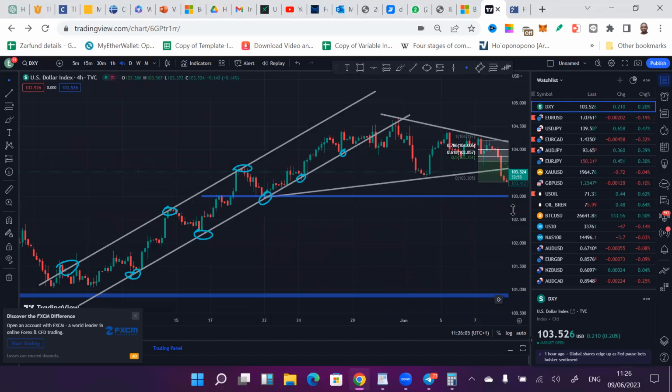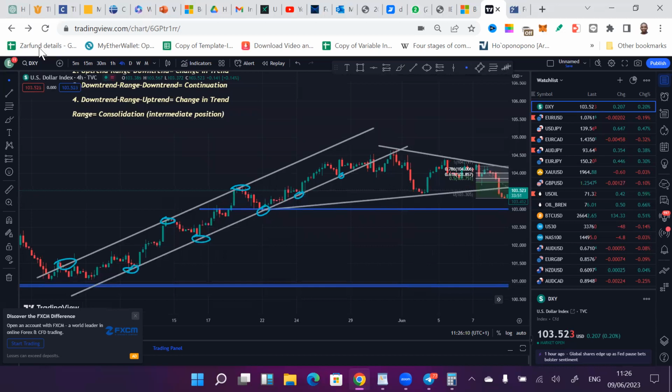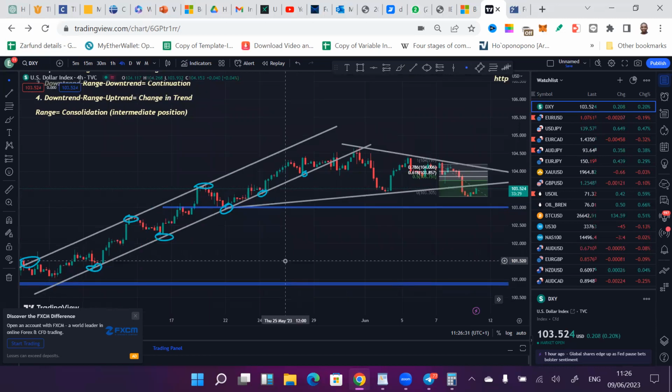So we were on the DXY. See this guy, DXY? This DXY is what we call the dollar index. It's also called the US dollar index. Now, what is the US dollar index? The US dollar index is an instrument that tracks the strength of the dollar.